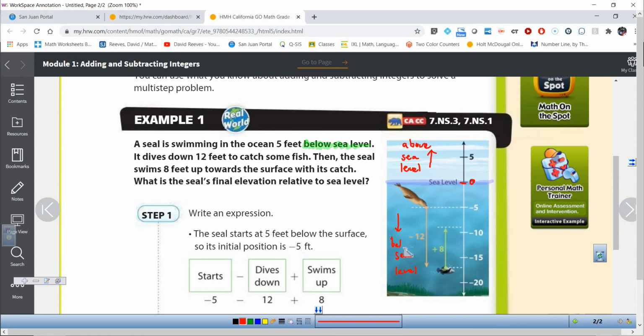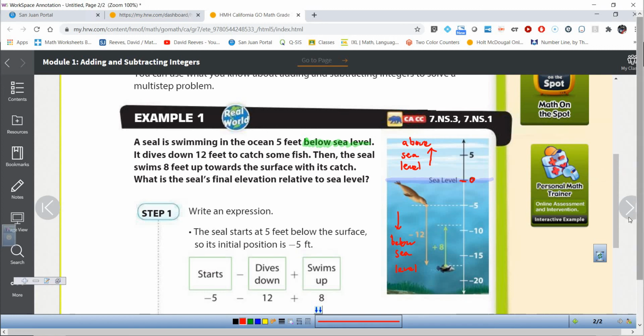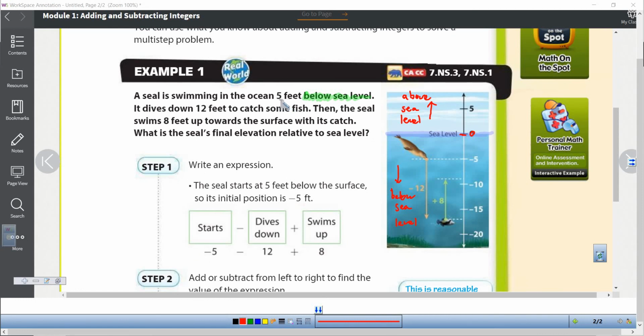So most of these problems have a diver or a swimmer, or in this case, a seal starting below sea level, right? So that means it's going to be in the negatives, okay? So you see right here, it starts 5 feet below sea level, and that is our -5, okay? Then it swims down. It goes down from there. So it's right here, and then it goes down. It goes down that much.